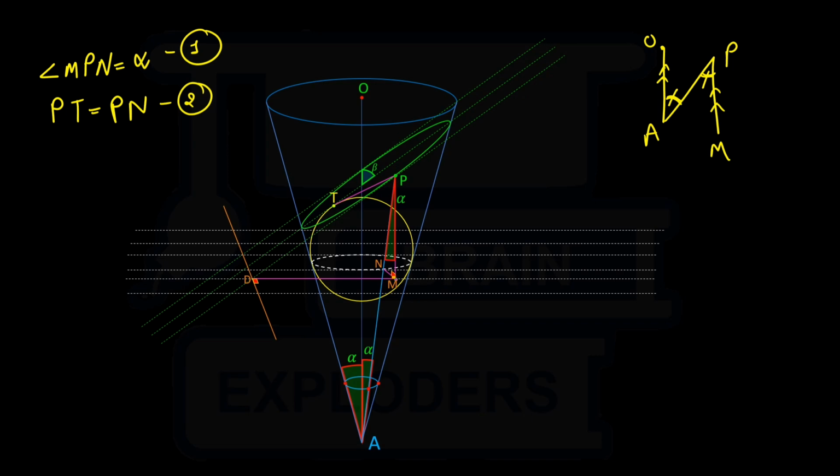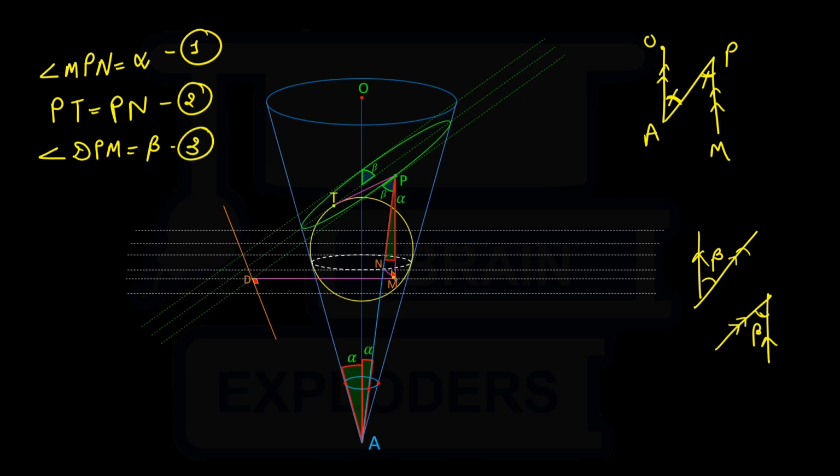Now the angle between the plane and the axis of the cone is beta. Now here we will apply another property. Suppose we have two lines and the angle between them is beta, and if we take another pair of lines parallel to the previous ones, then in this case also the angle between these lines is beta. So here we get that angle DPM is also equal to beta. Here we get the third equation.